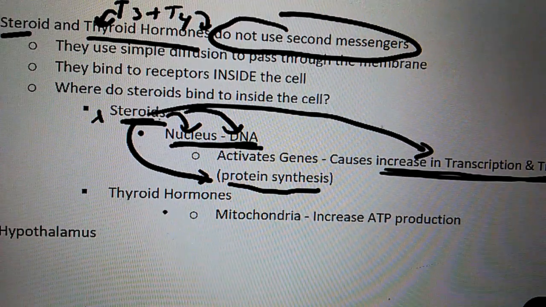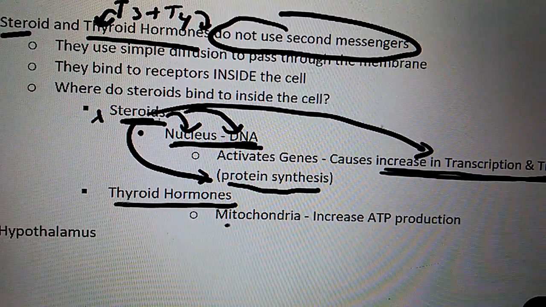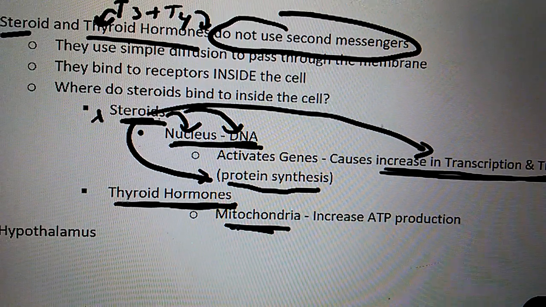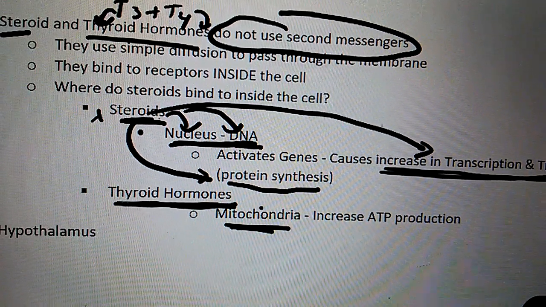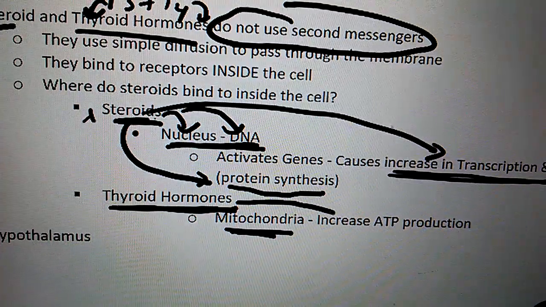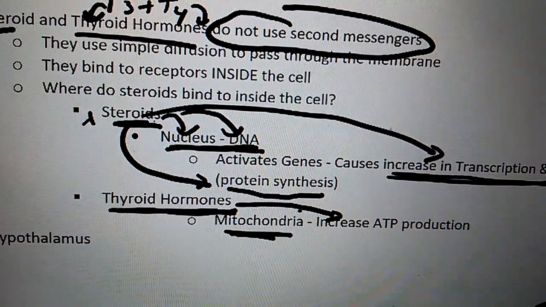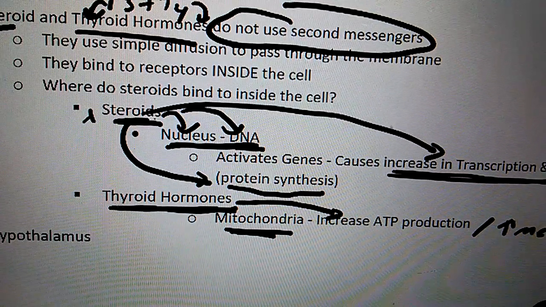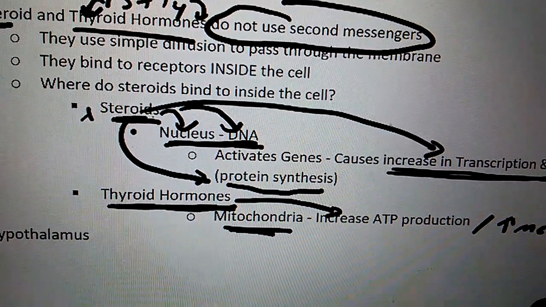Where is the receptor for thyroid hormone? Mitochondria. Do thyroid hormones increase ATP production? Yes. Do they increase metabolism? Yes. And you remember that from above.